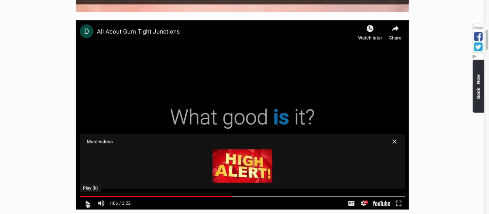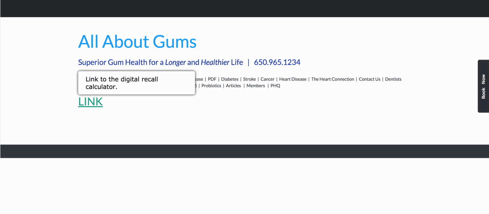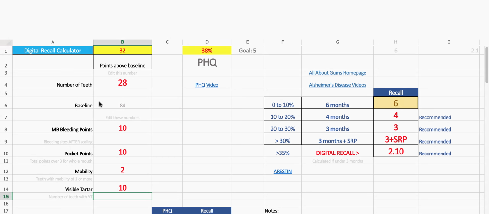But each one of these is pretty short, and it shows them, number one, that there is this problem with Alzheimer's. Number two, that the tartar is contributory. And then what we do is we say, now we'd like to use a digital calculator to see where you are. We open up this particular calculator right here, and the result of this is what is convincing.